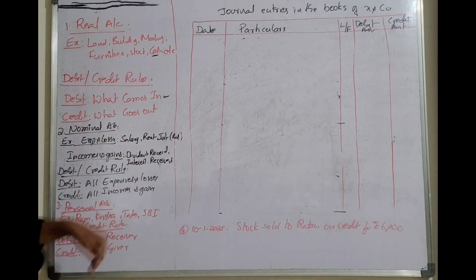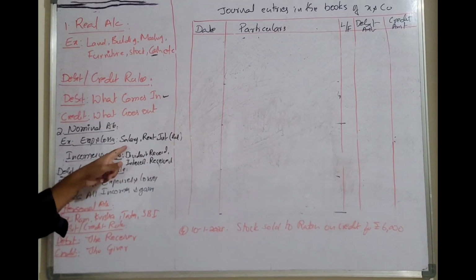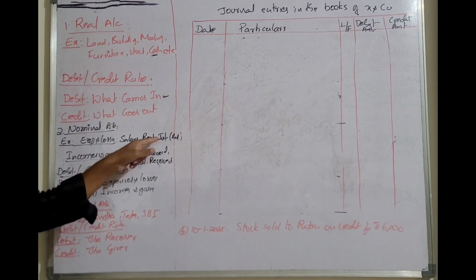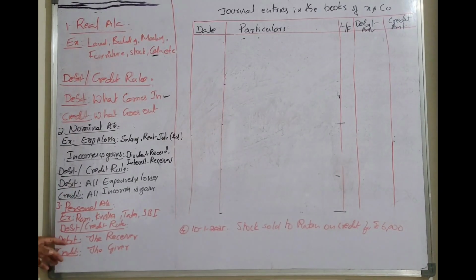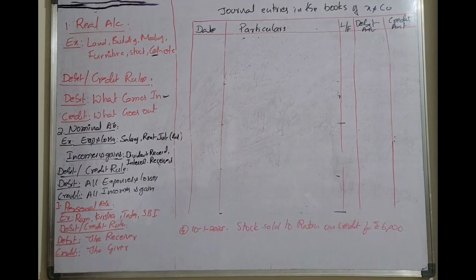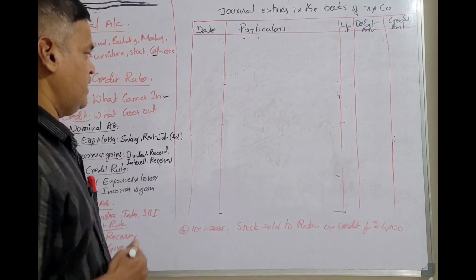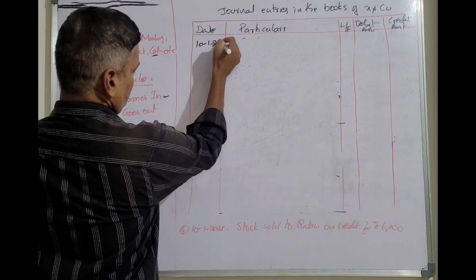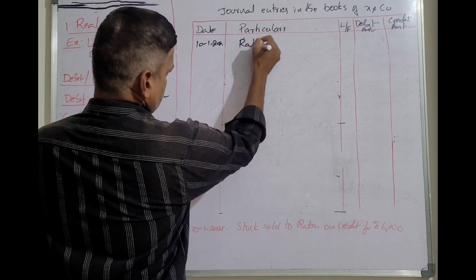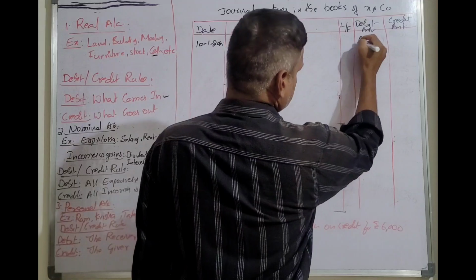Then we have to check according to nominal account. According to nominal account, all expenses and losses. We know the examples of expenses and losses: salary paid, rent paid, interest paid. So no expenditure is there in this transaction. Next, we have to check according to personal account. According to personal account, when we have to write debit, the receiver. Who is receiving the goods here? Who is receiving the benefit? Ratan is receiving. Hence, we can write Ratan account on 10th January 2025. Ratan account debit. What is the amount? 6,000.